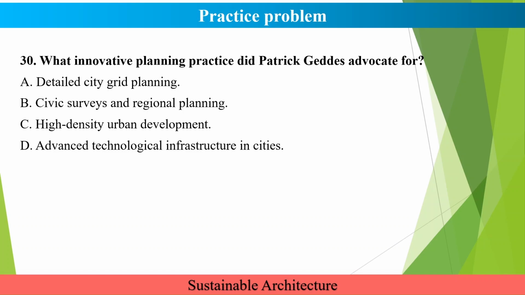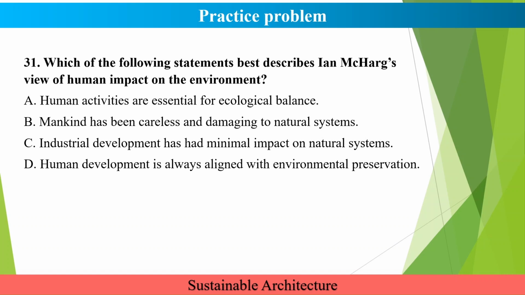For question number 30, B is the correct answer, since he advocated for civic surveys to involve people in city planning, and regional planning to address larger spatial context beyond individual cities. So option B will be the most suitable answer. Now we can move to question number 31: which of the following statements best describes Ian McHarg's view of human impact on the environment?